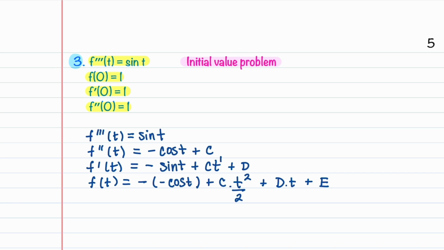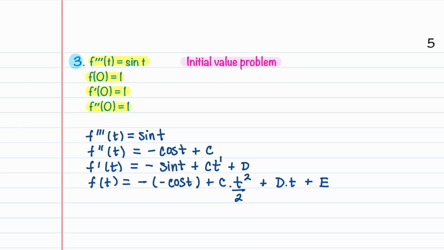One thing to keep in mind is if you are given a third derivative, when you find your original function, you are going to have 3 constants. The number of constants that you get is equal to the number of derivatives that you start out with.